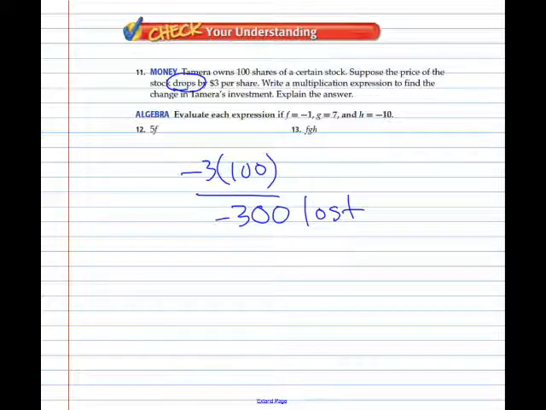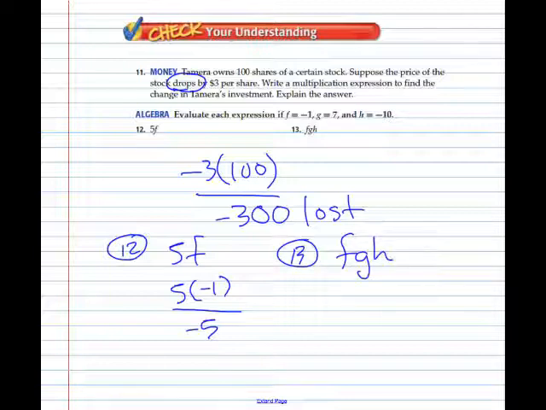In the algebra problems, evaluate each algebraic expression. If f equals negative 1, g equals 7, and h equals negative 10. So number 12 would be 5f, which we would change to 5 times negative 1. Positive times a negative is a negative, negative 5.